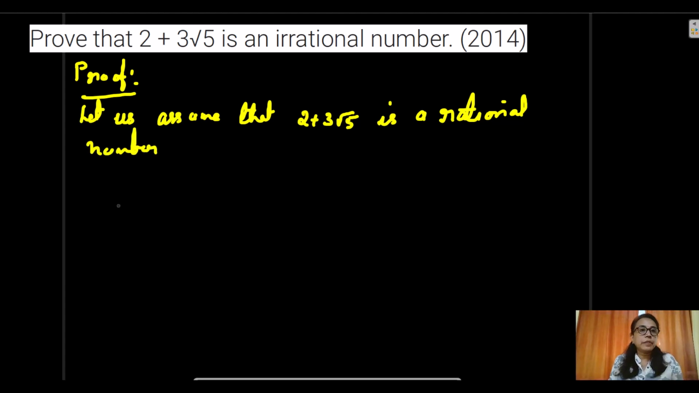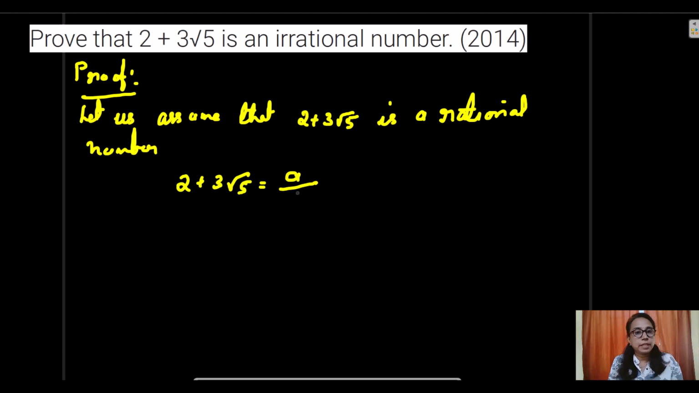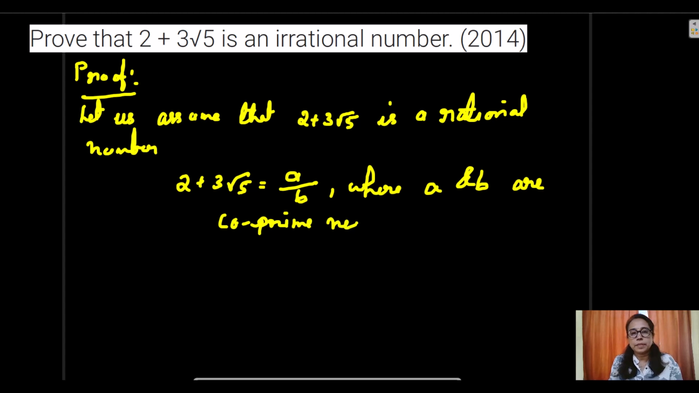Now if it is a rational number, we can say that 2 plus 3 root 5 is equal to a by b. It can be written in the form a by b, where a and b are co-prime numbers. And you know what is the meaning of co-prime numbers? That means no common factor between them. No common factor will be there.